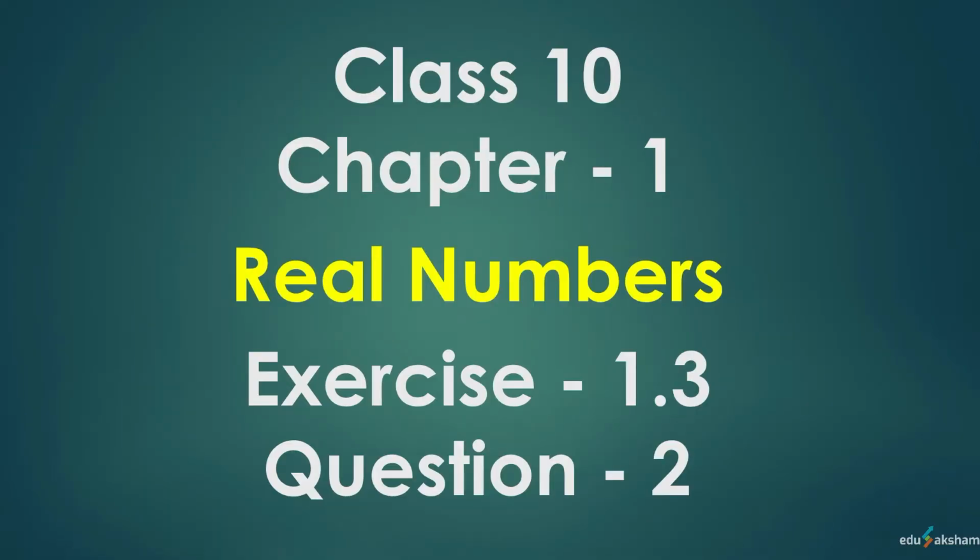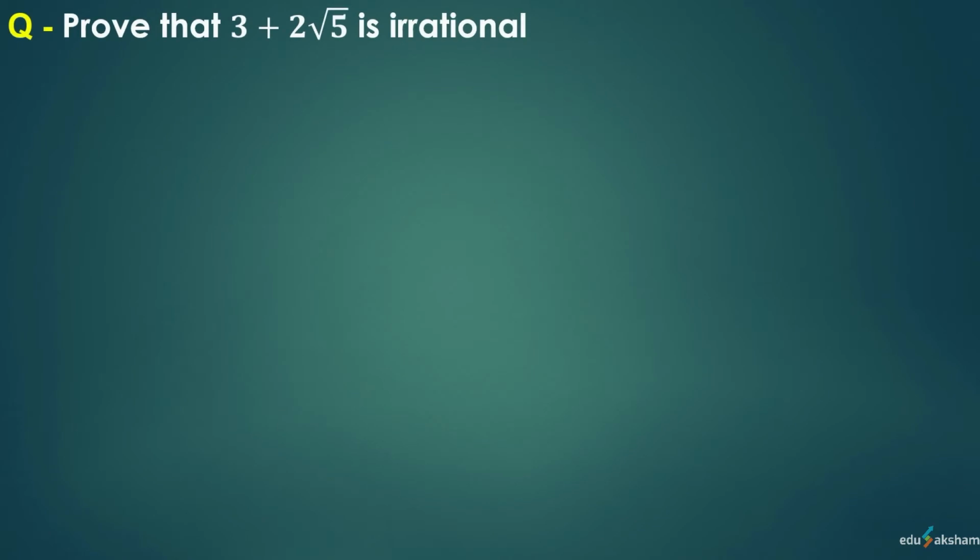Class 10, Chapter 1, Real Numbers, Exercise 1.3, Question number 2. Prove that 3 plus 2 root 5 is irrational. To prove this question, we will first assume that 3 plus 2 root 5 is a rational number.